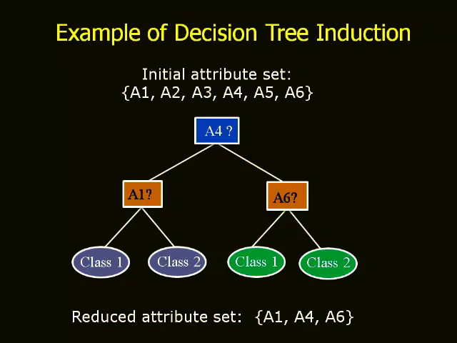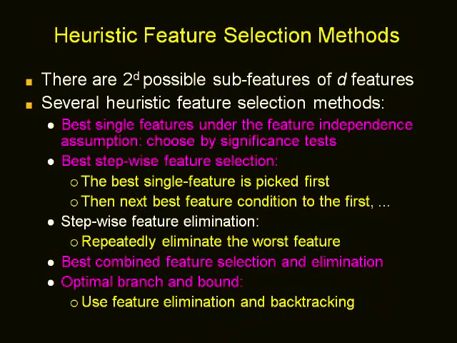So in the case of best stepwise feature selection, as I mentioned earlier, the best single feature is picked first, then the next best single feature is picked next, etc. Whereas in stepwise feature elimination, the worst feature is eliminated first, then the next worst feature is eliminated next, like that. Then we can use backtracking and also we can use the feature elimination method to determine the optimal branch and bound structure for the feature selection method.